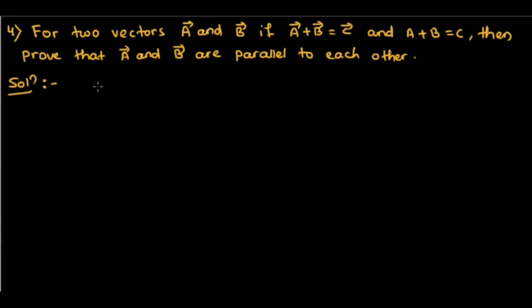तो हमारे पास दो vectors हैं, a vector and b vector, and if I add the two vectors a and b, the resultant vector is c vector.